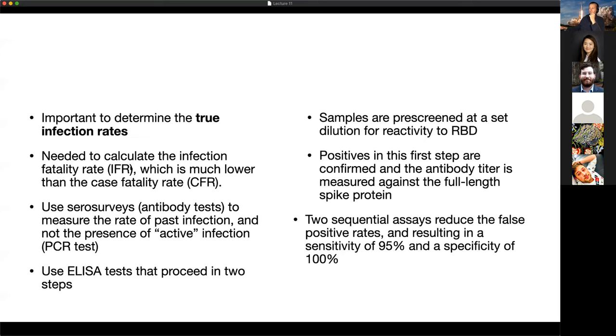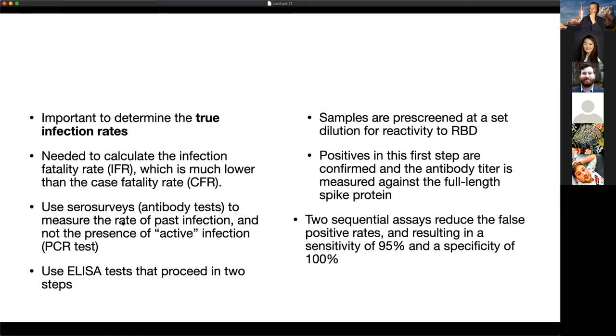And the infection fatality rate is what you really need for decision-making, as opposed to case fatality rate. I mean, both of them are important, but for a population, country, or state level, the infection fatality rate is more important and more informative.